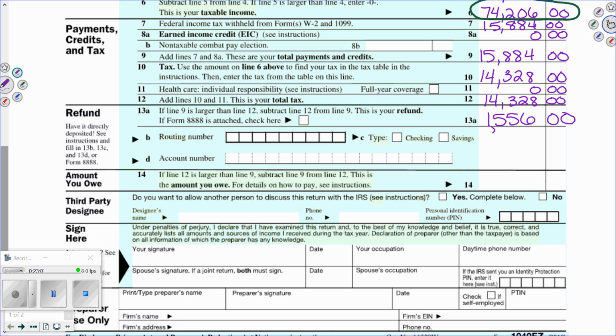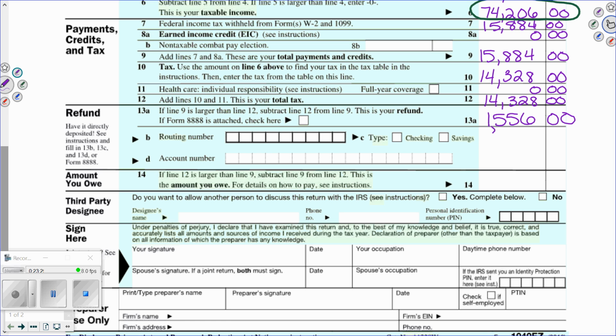Okay, now the other info underneath here is about like how to get your refund. You'd fill in your bank information and whatnot. The other option, let's say that did not work out, then you'd go down to box 14. If line 12 is larger than line 9, then you'd subtract, and that would be how much you owe. But she's actually going to get a refund.